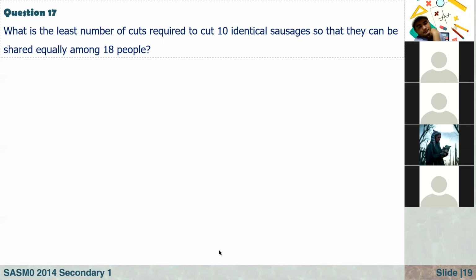Adilhan, yes. What do you think about this question? Do you have any idea?